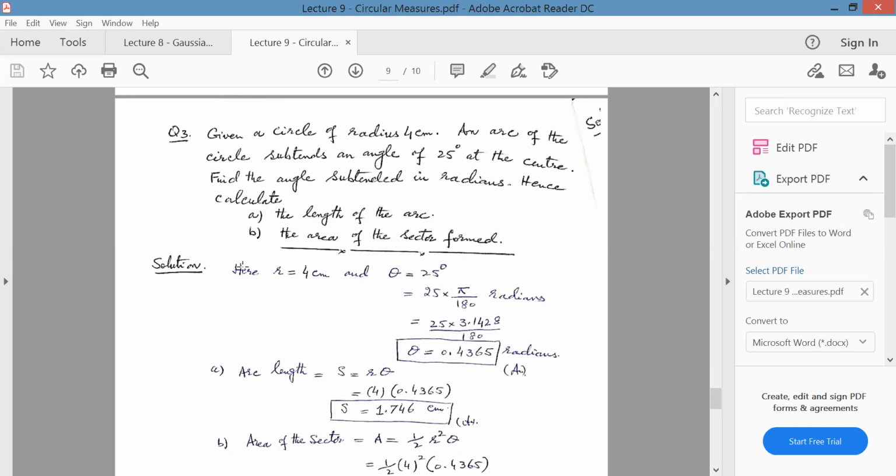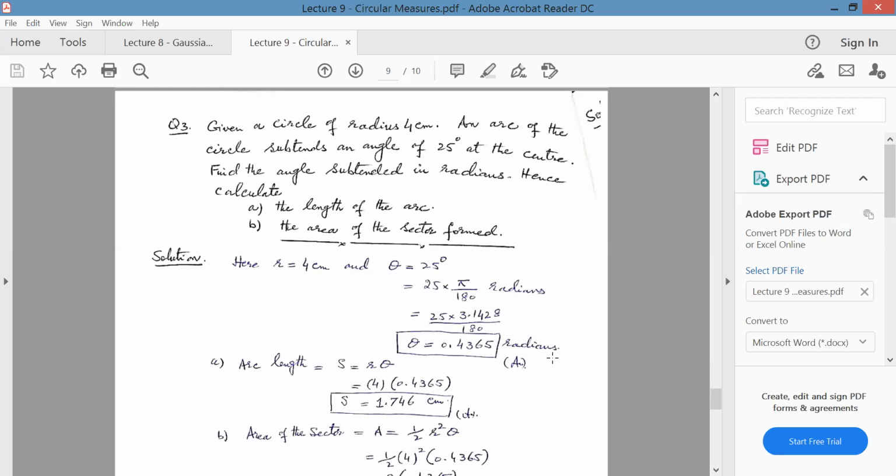Information is r equal to 4 centimeter and theta is equal to 25 degrees. Just multiply this degree by pi upon 180. This will become radians. Simplify. You will be getting theta as 0.4365 radians.